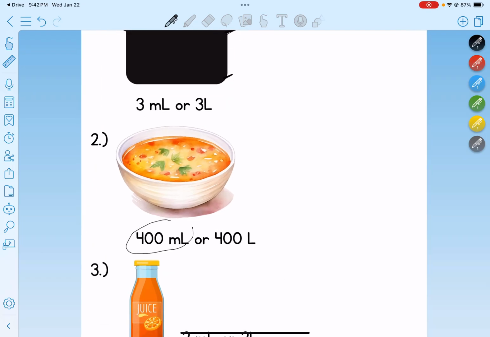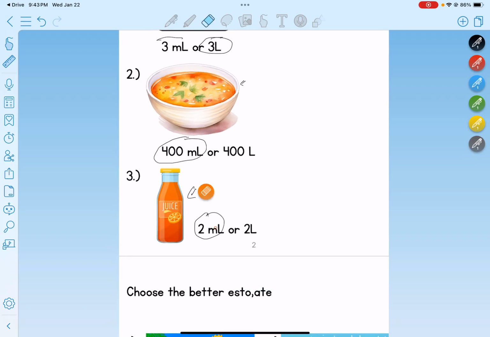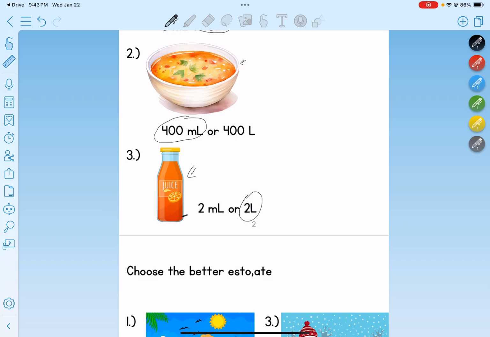This would probably be 400 milliliters because it's in a bowl, and 400 liters is a lot of water. You need to drink about 2 to 3 liters of water a day, and 1 liter of water is a lot. So having 400 liters in one small soup bowl is too much. This juice would be around 2 liters, because 2 milliliters would probably be down here.